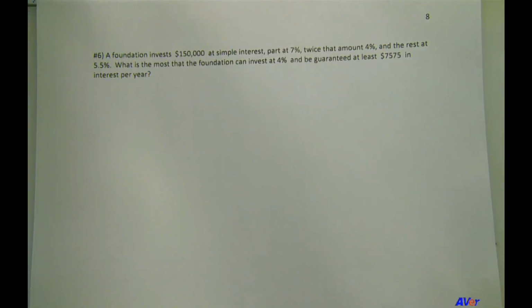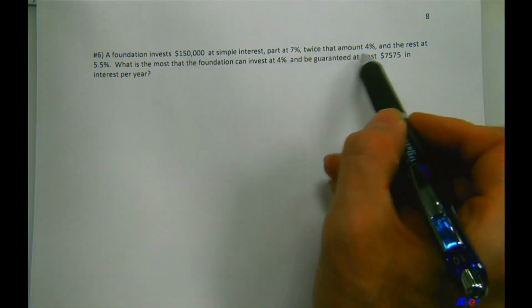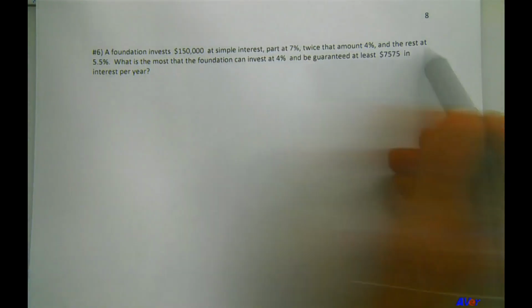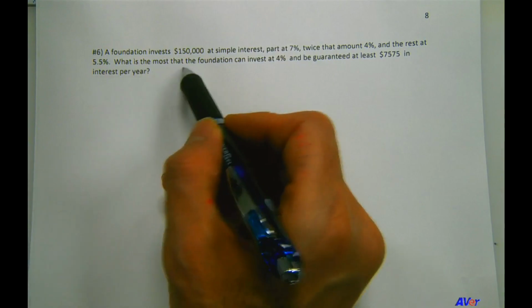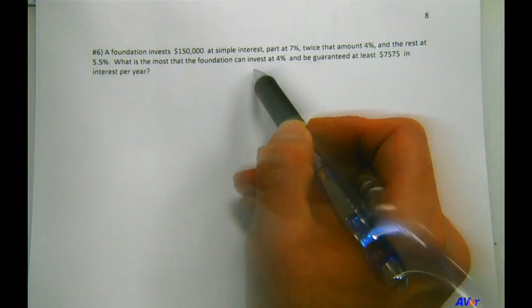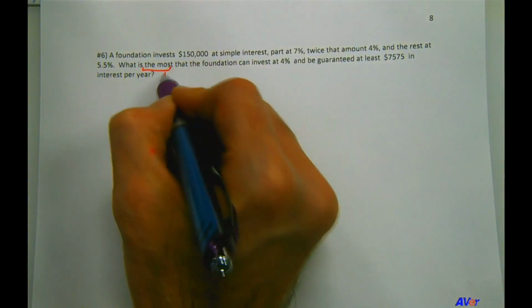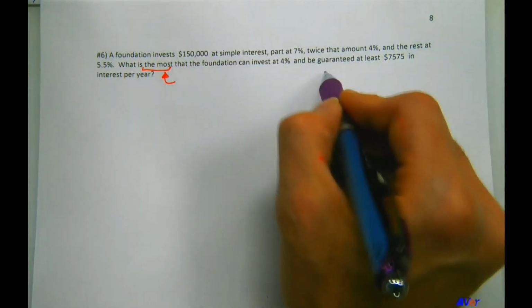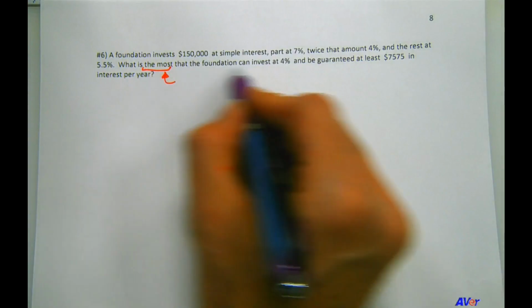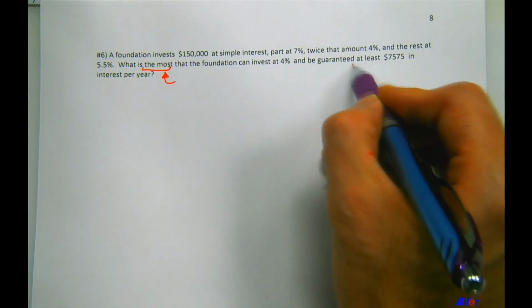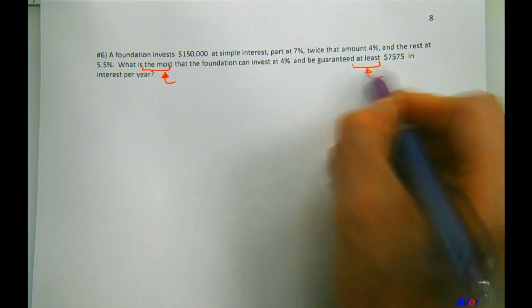We have another word problem here. So it says a foundation invests $150,000 at simple interest, part at 7% and partly at 7%, twice that amount at 4%, and the rest at 5.5%. What is the most that the foundation can invest at 4% and be guaranteed at least that much in interest per year?